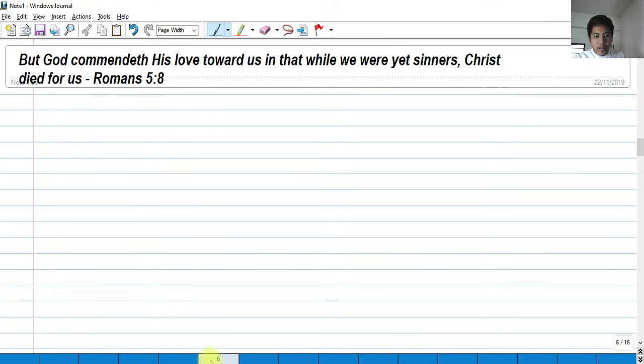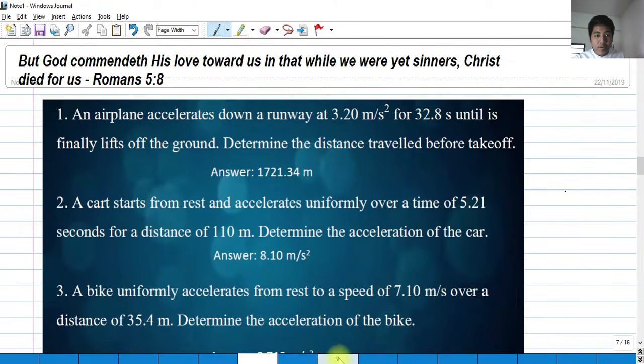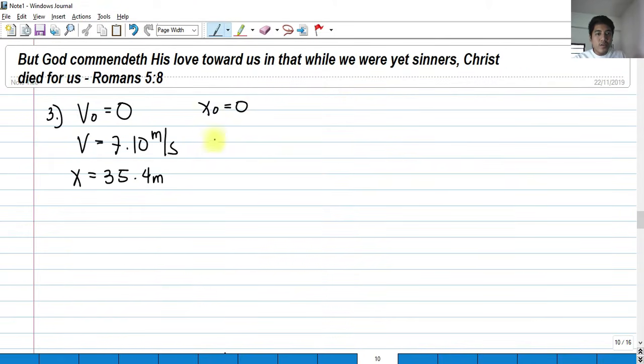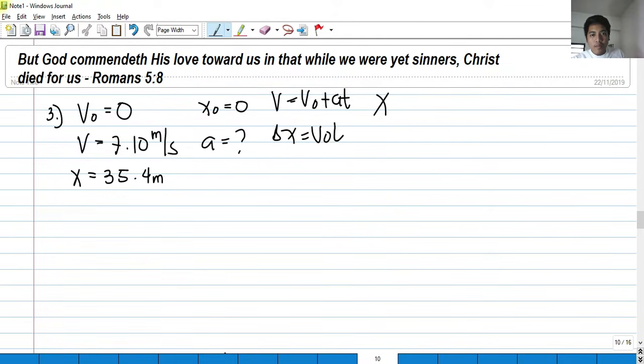We are asked, what is the acceleration of the bike? As you can see here, we are given a final velocity, a distance, and an initial velocity of 0. What is the acceleration? Notice that there is no time given. So the first equation we cannot use because it has a time in it, and we don't know the time. The second equation, v naught t plus 1 half a t squared, also has time in it, so we cannot use this equation.